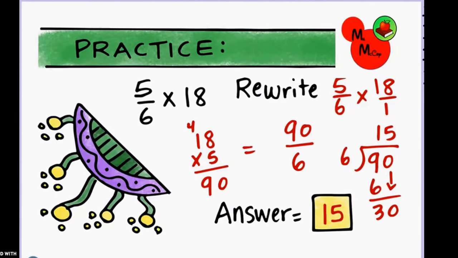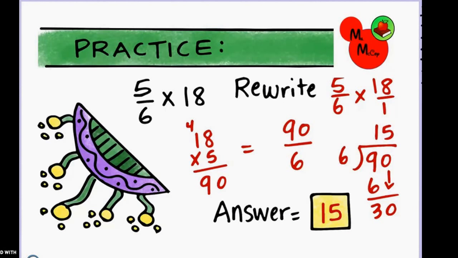Okay, we're going to work on this practice problem together, and then you will have some time to do some problems on your own. All right, so 5/6 times 18. You would rewrite that as 5/6 times 18 over 1. Okay, so 18 times 5 equals 90, and 6 times 1 is 6.